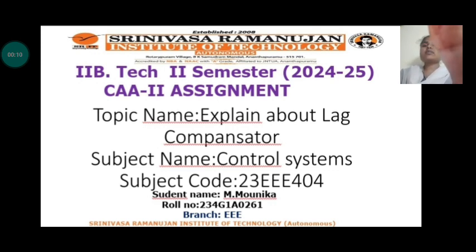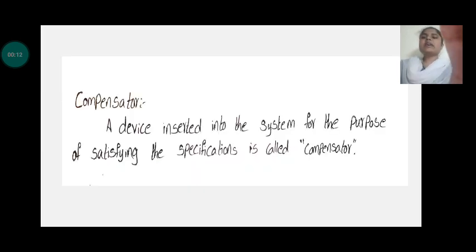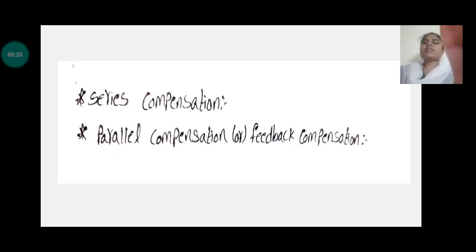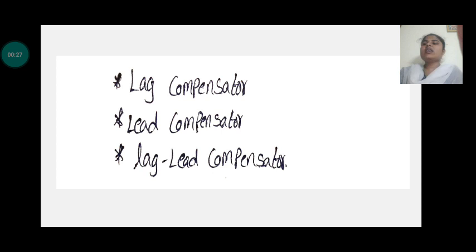Today my topic is to explain about the lag compensator. A compensator is a device inserted into the system for the purpose of satisfying the specifications. Here we have series compensation, parallel compensation or feedback compensation. There are three types: lag compensator, lead compensator, and lag-lead compensator.